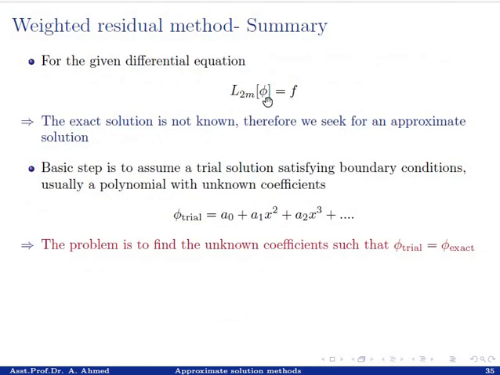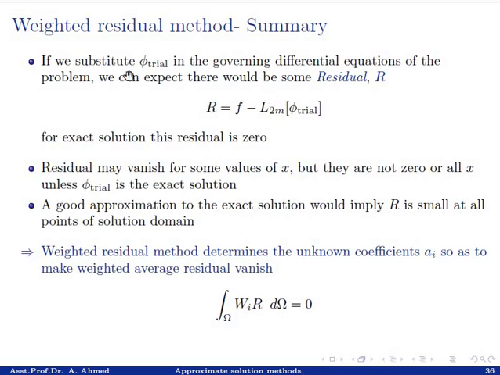and it must be equal to f, or L2m of phi trial minus f must be equal to 0 if phi trial is the exact solution. Right? So if we substitute phi trial in the governing differential equation of the problem, we can expect that there would be some residual, because phi trial is a trial solution. It might be an exact solution and it might not be. And if it's an exact solution, then this must be equal to 0, but usually it is not. So it means that we will get some kind of residual.